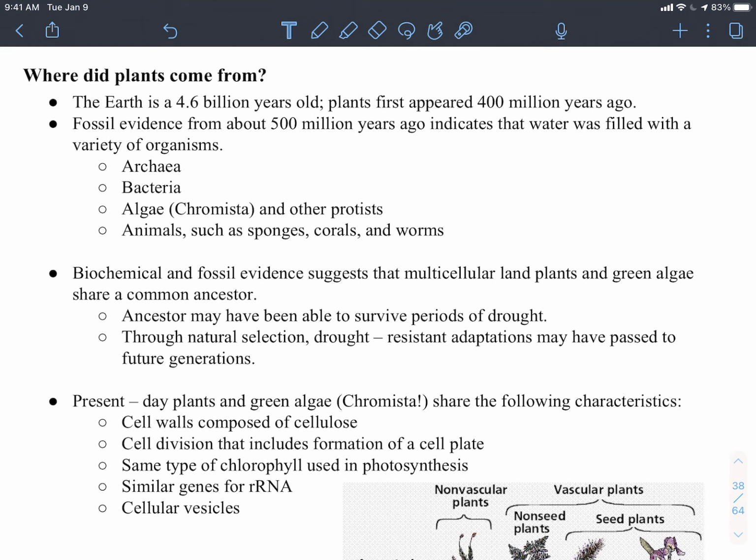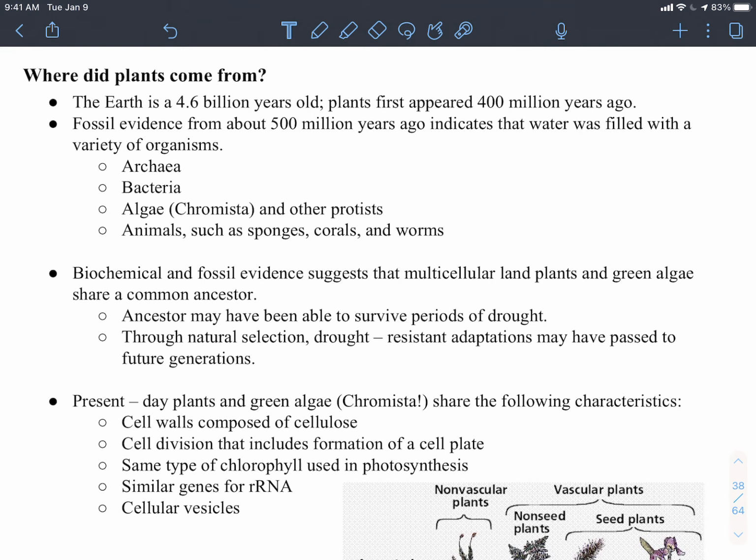And there is evidence that they arrived on Earth at about 400 million years ago. So 4.6 billion years ago, that's when we have our Earth starting. We have about 500 million years ago where the Earth was filled with a variety of organisms, including archaea and bacteria, some algae, and some protists, as well as some animals like sponges and corals. And then at 400 million years, we have the presence of true plants.